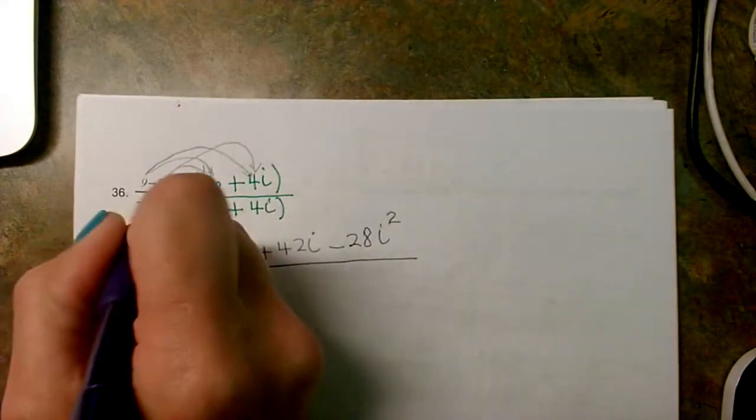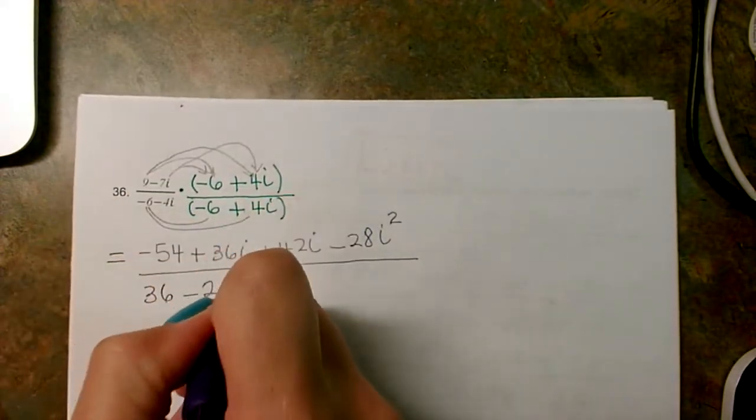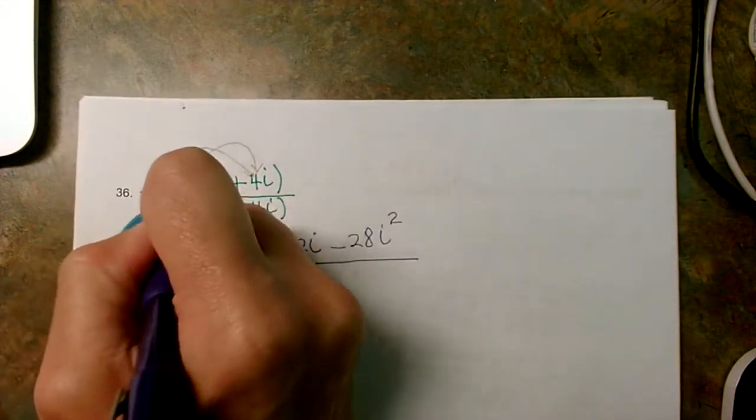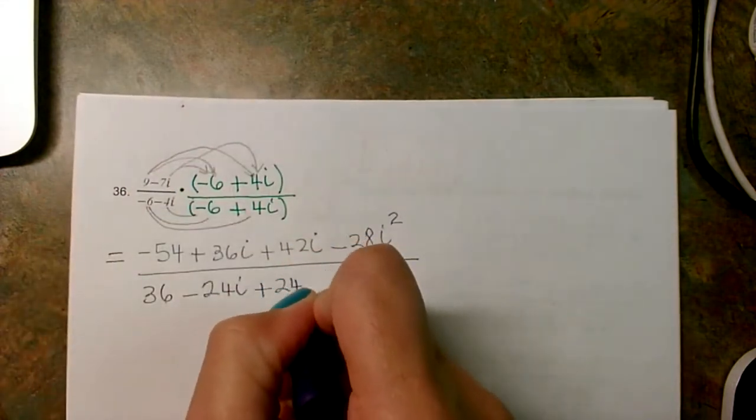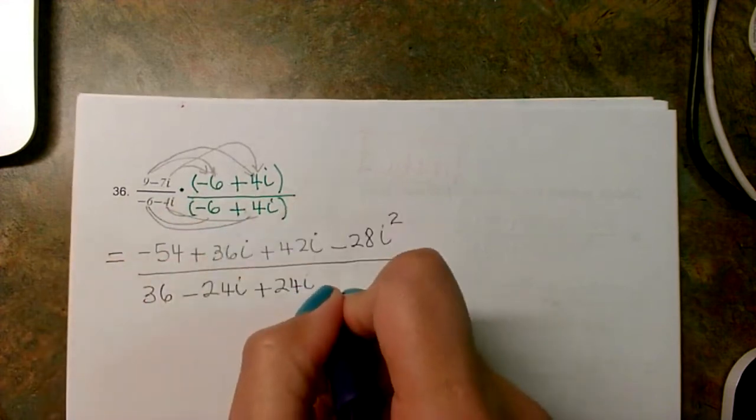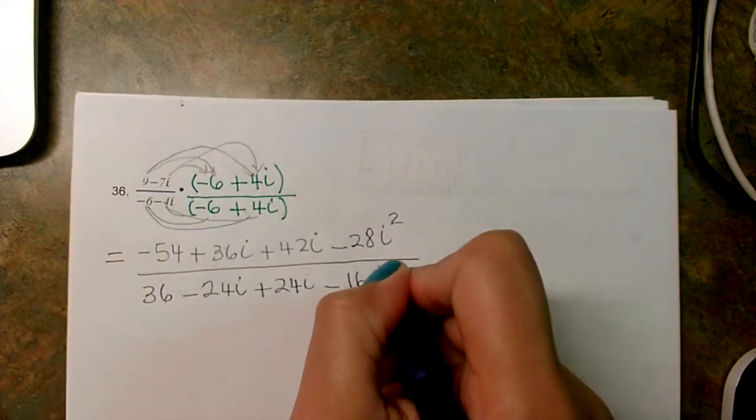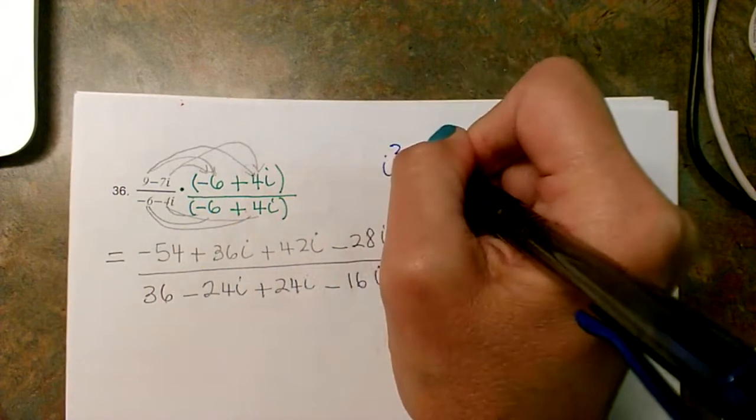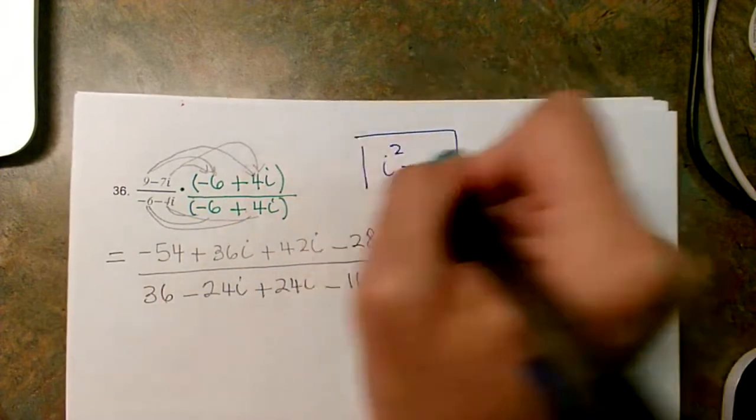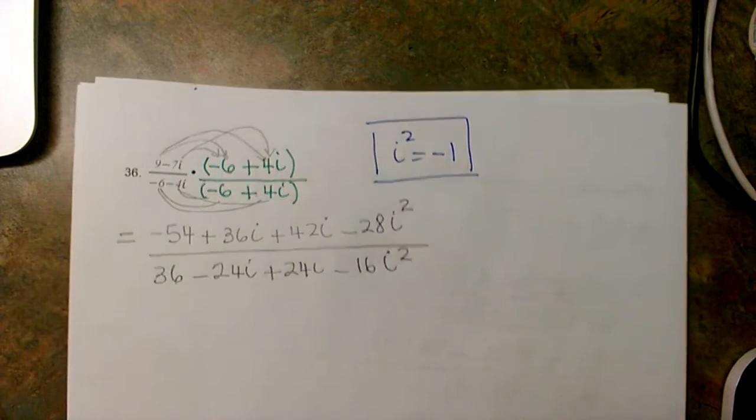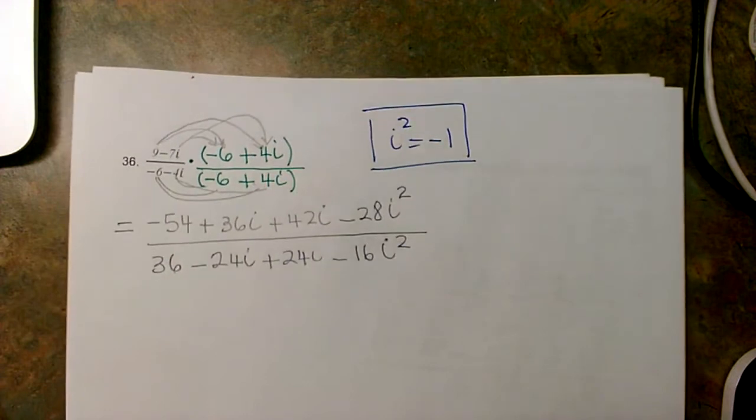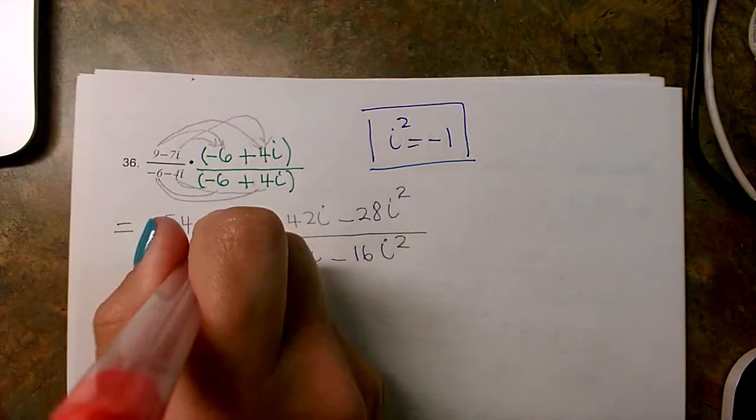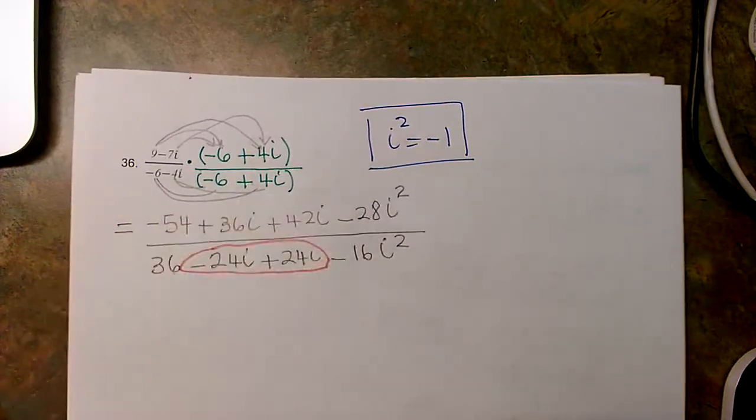That's 36, 24i, positive 24i, and negative 16i squared. Let me write down here that i squared is equal to negative 1. Okay, so this is 0.